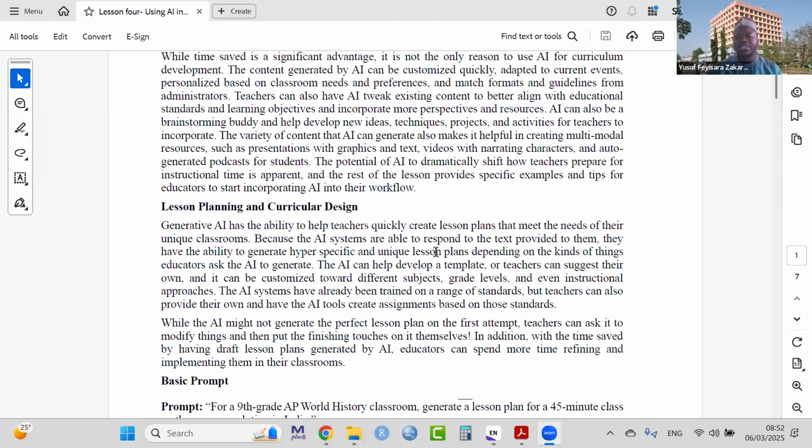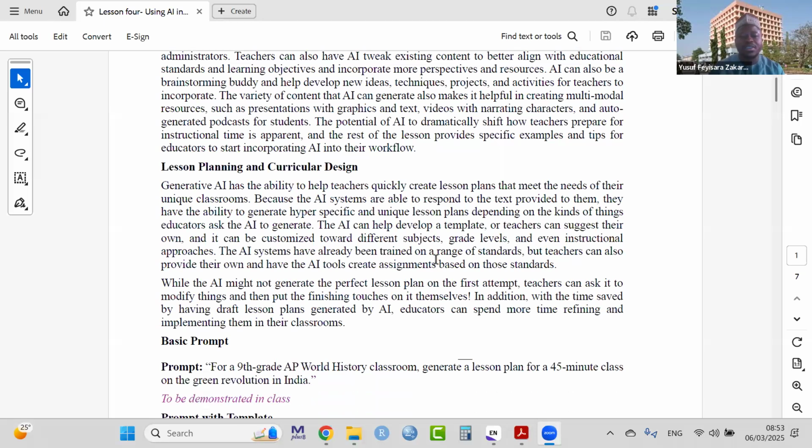Suppose I'm planning my lesson. You have lesson notes, or you call it lesson plan, or like in your teaching practice, they call it teaching practice handbook or logbook, as the case may be. So how can AI come in to ease the way I plan my lesson? There are so many opportunities through which you can use AI. Like I put it here, generative AI has the ability to help teachers quickly create lesson plans that meet the needs of their unique classroom.